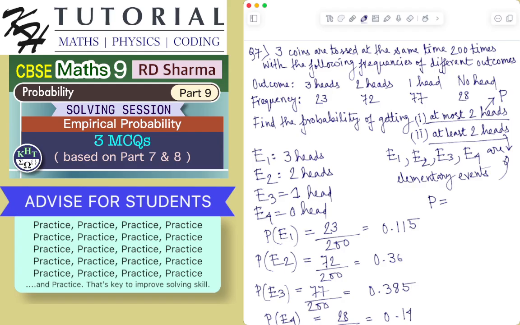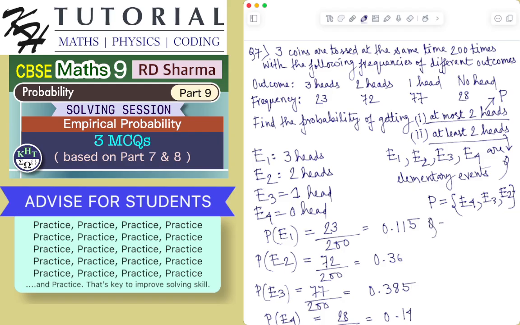Which elementary events will belong to the collection of the compound event P? At most 2 heads means it can have 0 heads, which means event E4. It can have 1 head, which means event E3, and it can have 2 heads, which means event E2. So the collection of the elementary events E2, E3, E4 is defining the compound event P.